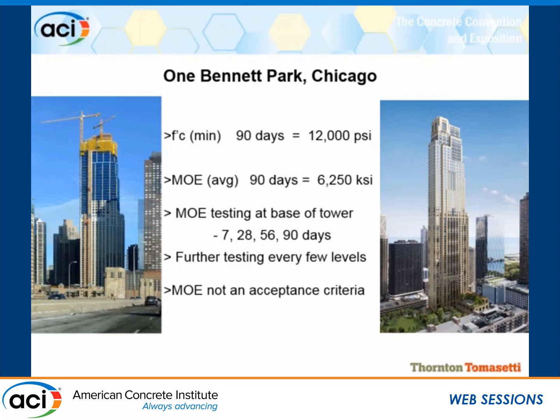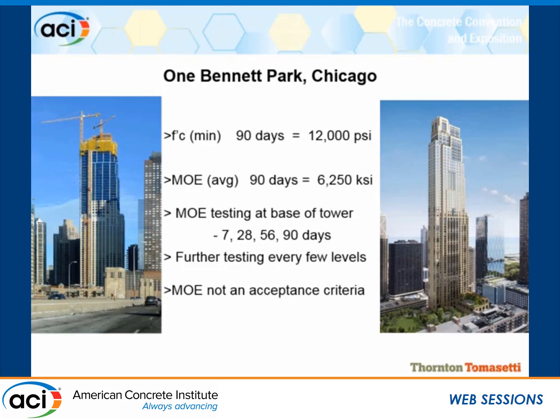We specified basically the same specification as Trump. Testing was done in pre-construction, but also at the base of the tower. The first few floors, 7, 28, 56, and 90-day testing for modulus, and then every few levels just to make sure that we weren't somehow dropping below our targets.